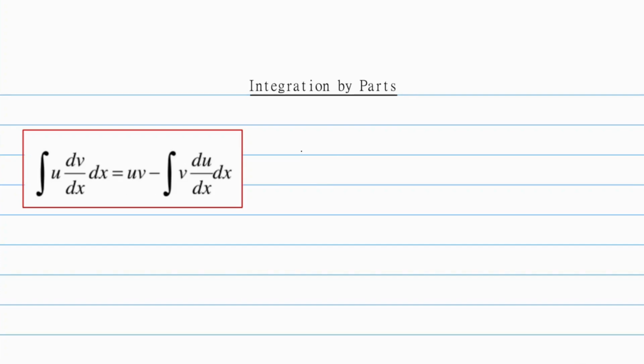We all know the product rule. The product rule basically states the following. d by dx of a function uv is equal to u dash v plus u v dash, where u and v are functions and uv is a product of these two functions.